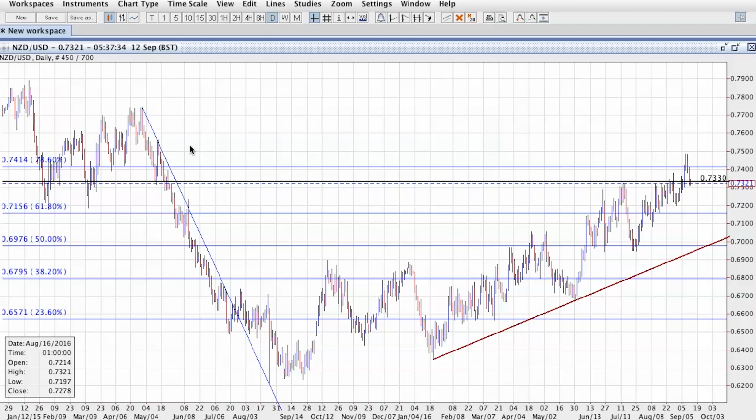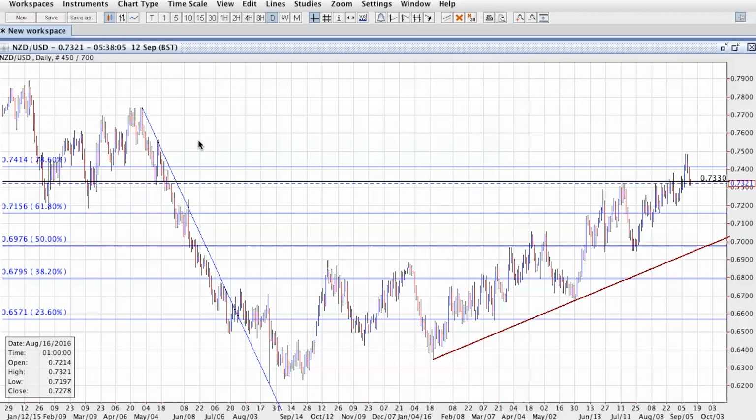If we do slip under and test that and that fails, we of course have the crucial 50%, and that will be, if we do see substantial losses on the New Zealand dollar, that will really be the key testing ground, the 69.76 that it needs to hold. But that is really, if we do see a sharp move, and obviously that is still some 400 pips move away.